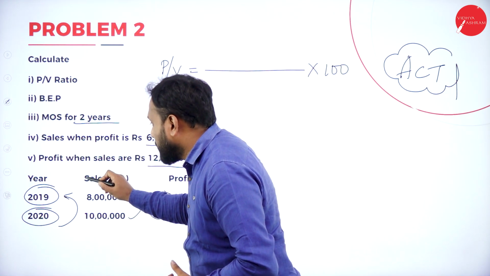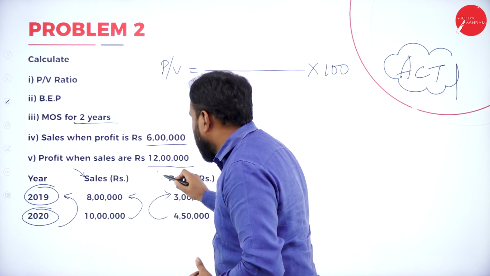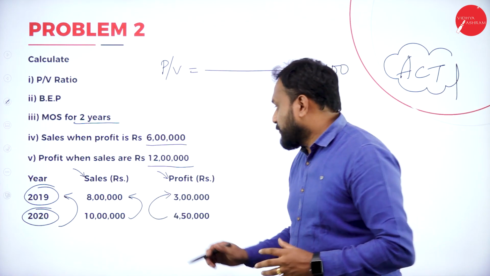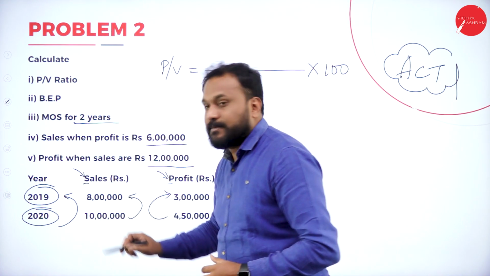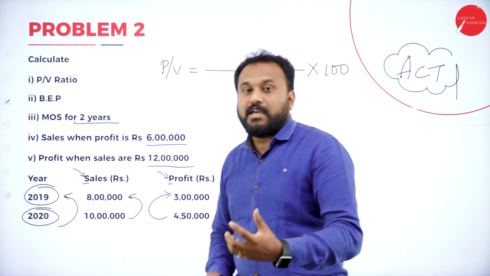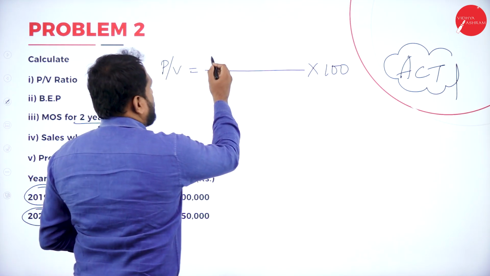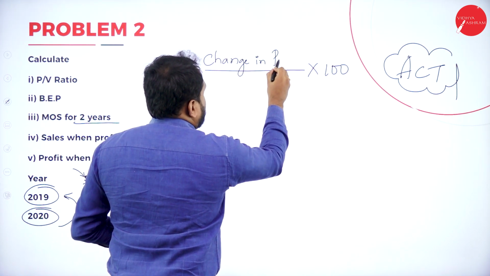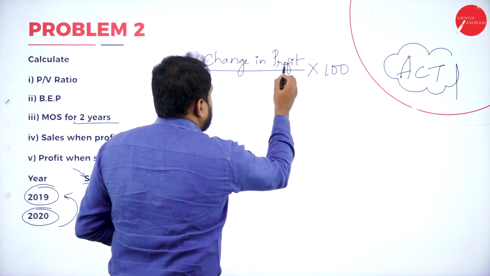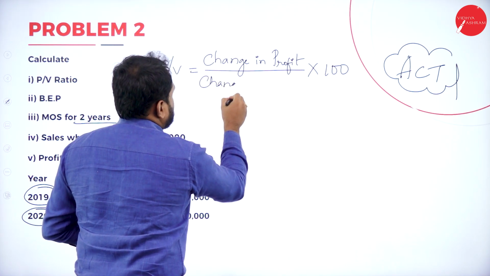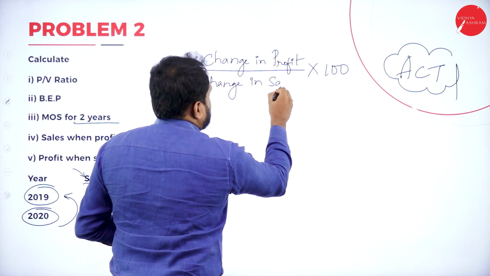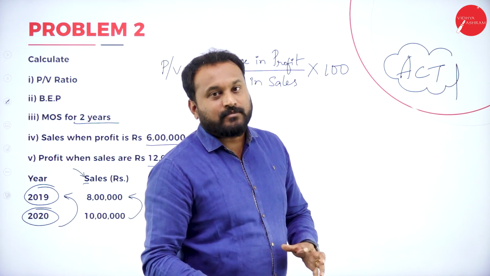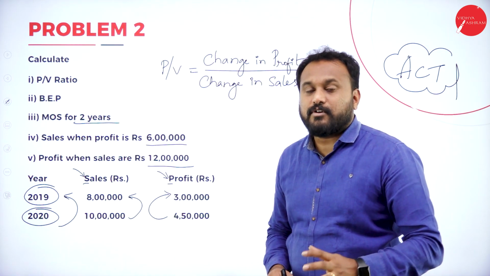Now understand, here we have S and we have P. In the alphabet, students, which letter will come first, P or S? A, B, C, D, what will come first? P. That is change in profit. In the numerator, what will come? Change in profit divided by change in sales, into 100. When you go for it, you will get the answer. So this is the formula of PV.